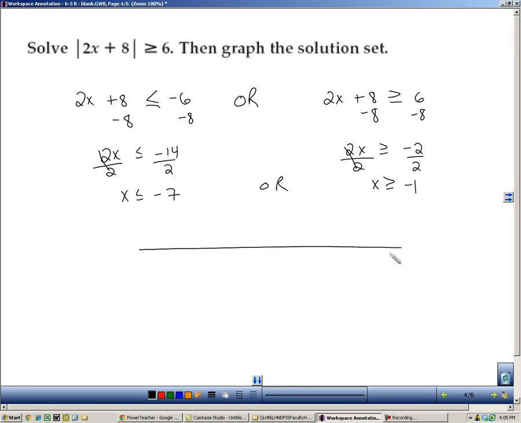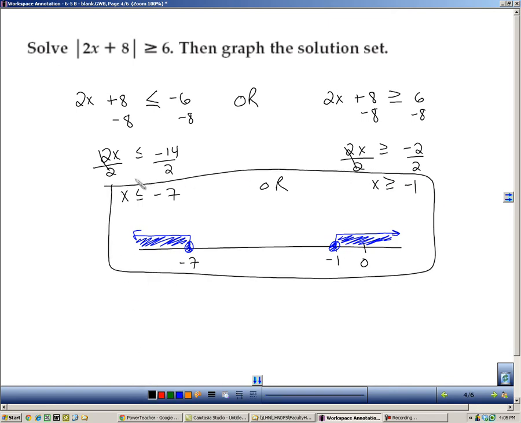Again, if you need to do two graphs, feel free to do that. Here's -1, here's -7. I'm going to go less than or equal to -7. And then also I'm going to go greater than or equal to -1. Remember, it's an or problem, so we want the union. They don't have to overlap. So here's my solution and my graph.